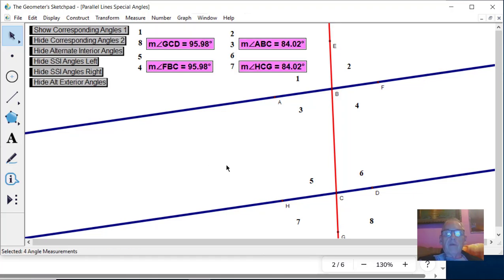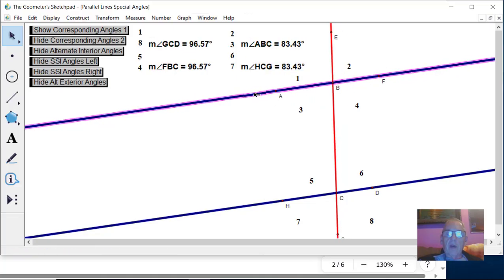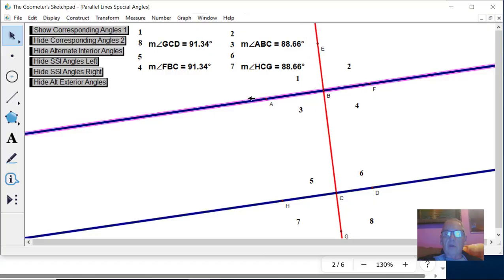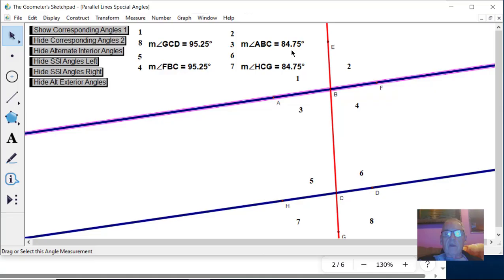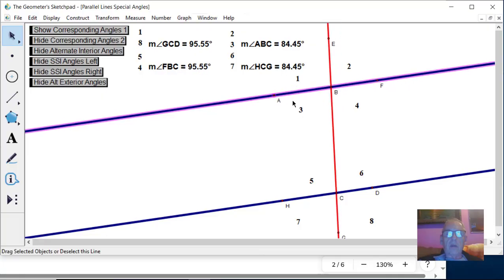We have another set of corresponding angles, 8 and 4. 8 and 4 to the right and below, and 3 and 7. 3 and 7 to the left and below. So look what happens when I move the angles around, change the angles a little bit by changing the lines. Notice that 3 and 7 stay the same. Those are corresponding angles. And notice that 8 and 4 also stay the same measure. Those are also corresponding angles.